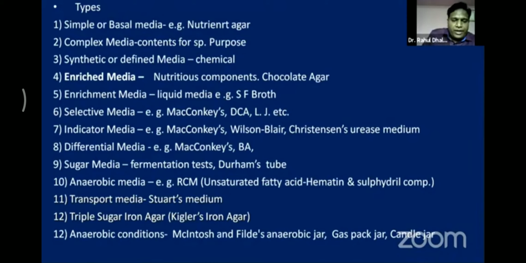Anaerobic media, for example, RCM, Robertson's cooked meat medium. It contains unsaturated fatty acids which take up the oxygen at the time of growth.